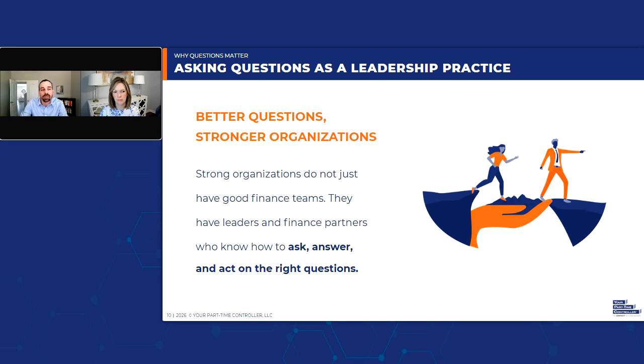The challenge is that leaders don't always know what to ask, and finance teams, they don't always know what level of detail or context that leaders need. That gap is where things get lost. So let's name it clearly. Asking questions is not a sign of weakness. It's a leadership practice. And yes, for a lot of us, asking financial questions means stepping outside of our comfort zone. That discomfort can be normal.